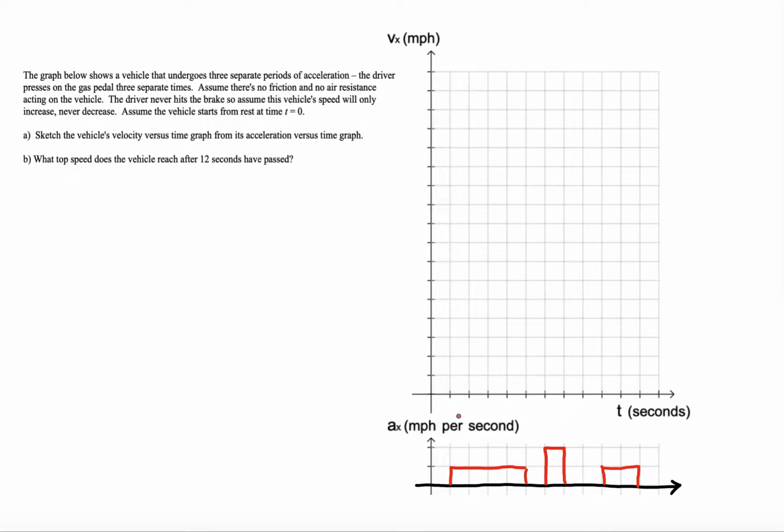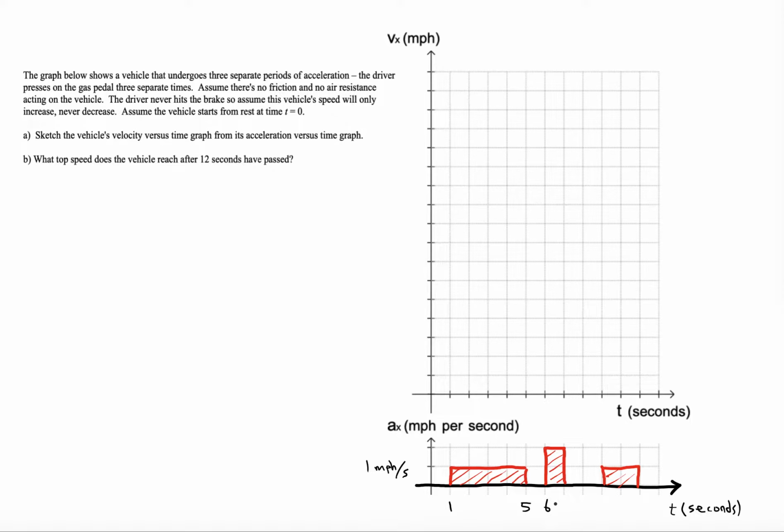All right, so the times of hitting the gas are represented here by these blocks of constant acceleration. They're constant because they're just horizontal. This is going to be time in seconds. So we're talking about from t equals 1 to t equals 5. They're hitting the gas there, and their acceleration is going to be 1 mile per hour per second.